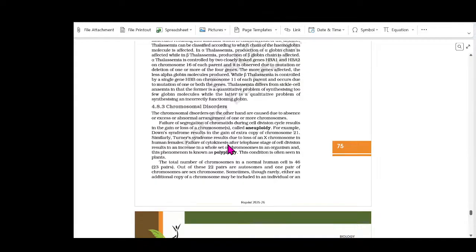Failure of cytokinesis after the telophase stage of cell division results in an increase in a whole set of chromosomes in an organism, and this phenomenon is called polyploidy. This condition is often seen in plants.